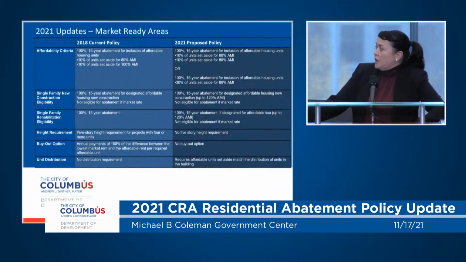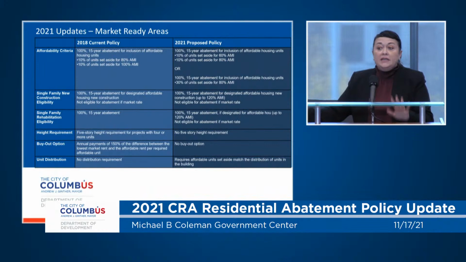Based on that work, we took a look at our 2018 policy and we took a look at where we had some increased value in some of our strong neighborhoods. And I'm going to walk through the proposals. This is also all included in the sheet that you received when you came in the room. For those of you who are online or virtually, you can find it on the Development Department website. It is the CRA fact sheet.